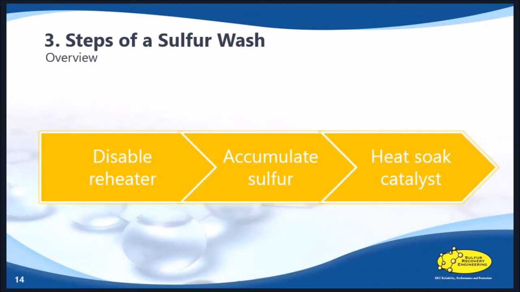You're disabling the upstream reheater to the converter that you'd like to do the sulfur wash in. Converter number 1 means that you're disabling reheater number 1. Then you're allowing some time to go by, letting the sulfur accumulate. And then you do the heat soak in order to liberate that accumulated sulfur into the downstream condenser.